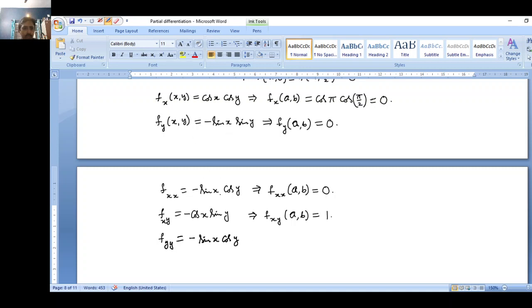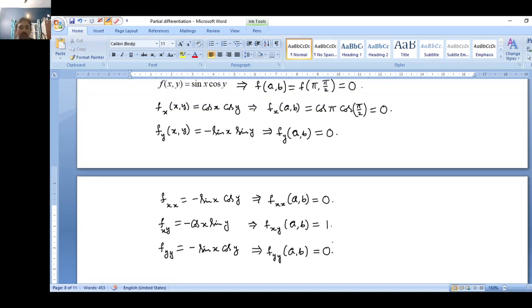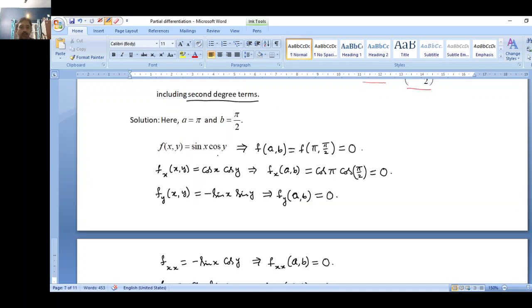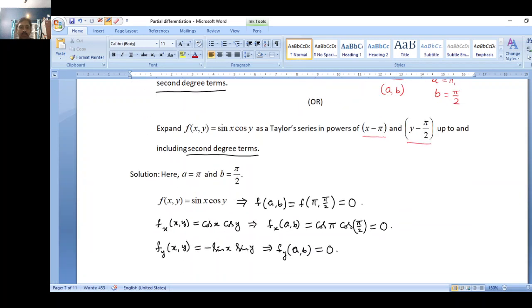Fxx, I got this right. Fyy, I got this right. So accordingly, fyy of a comma b is going to be minus sin pi into cos pi by 2. That's again a 0. Now we'll have to stop finding the derivatives for this particular problem because we are told to find the expansion only up to second degree terms.